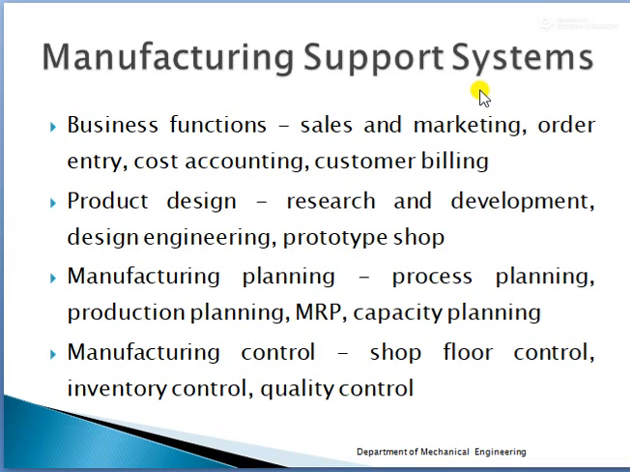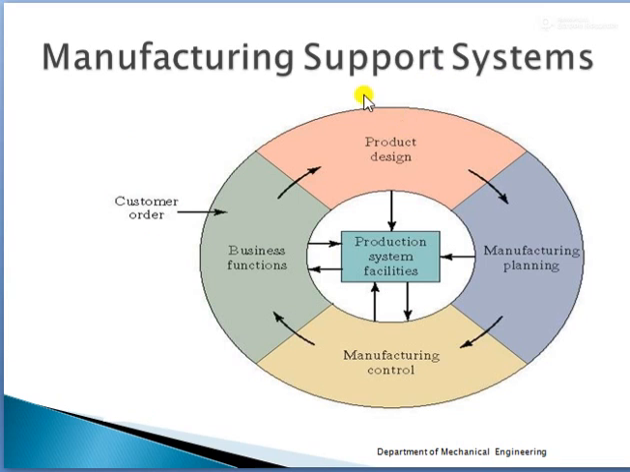Second, we have product design. In product design, there is research and development, design engineering, and prototype shop. We are going to have manufacturing planning, that is process planning, production planning, MRP, and capacity planning. In manufacturing control, we are going to have shop floor control, inventory control, and quality control.